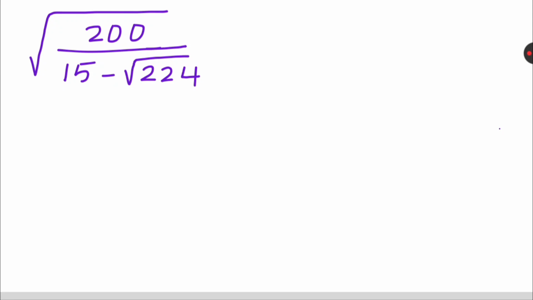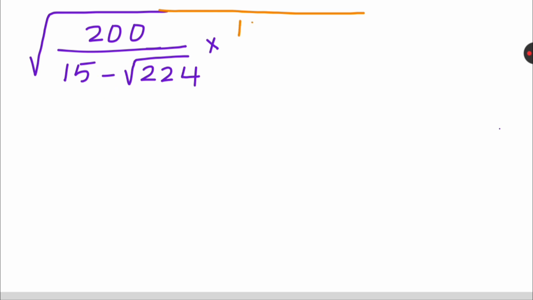Today's question is square root of 200 over 15 minus square root of 224. Let's see how to solve this. In the denominator we have a square root, so let's rationalize the denominator. Here we have a minus in the denominator, so let's do it with the plus.